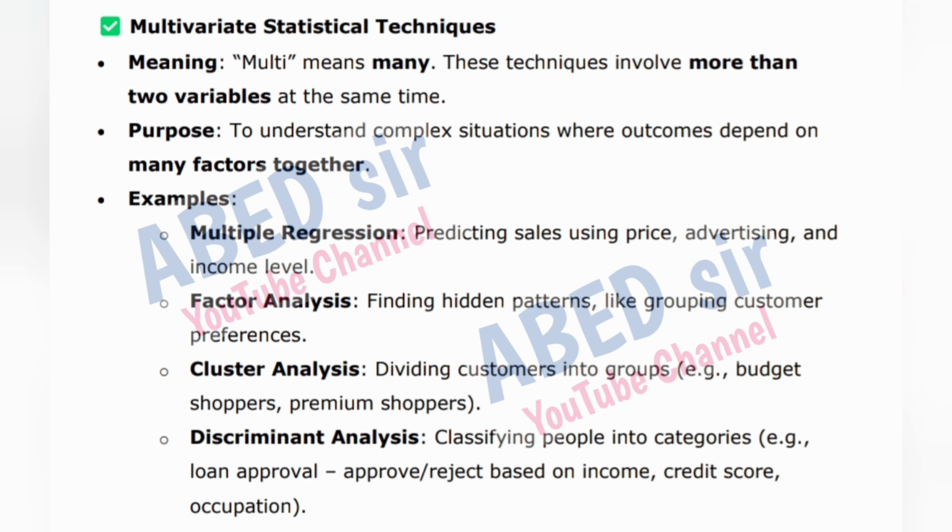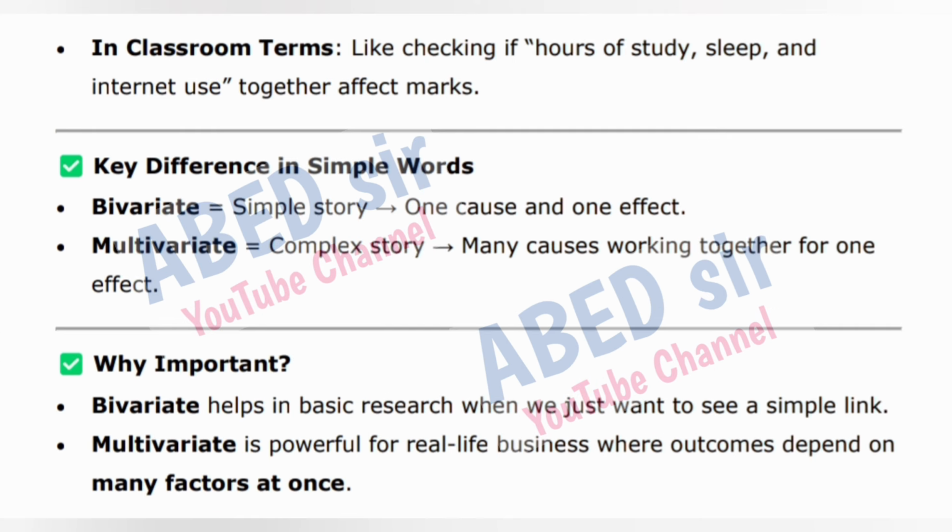Discriminant analysis, classifying people into categories, example, loan approval, approve, reject based on income, credit score, occupation. In classroom terms, like checking if hours of study, sleep, and internet use together affect marks. Key difference in simple words. Bivariate is equal to simple story, one cause and one effect. Multivariate is equal to complex story, many causes working together for one effect.